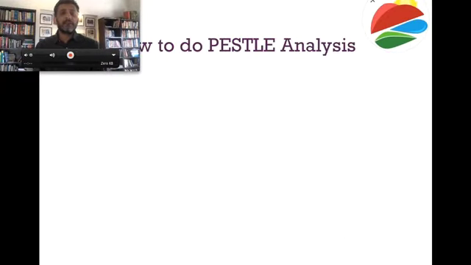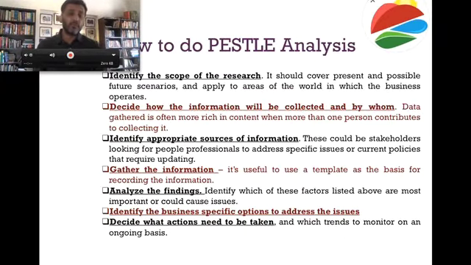How to do the PESTLE analysis? Identify the scope of the research. I mean, if you are doing a research, do a good scope of where your research will be spanning. It should cover present and possible future scenarios, and apply to areas of the world in which the business operates. Decide how the information will be collected and by whom. So whatever the data you are collecting, the information you are collecting, how you are going to collect that. Identify appropriate sources of information. These could be stakeholders looking for people professionals to address specific issues to current policy that require updating.